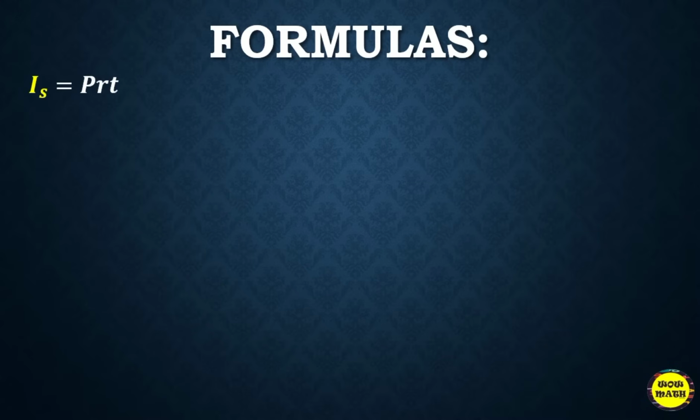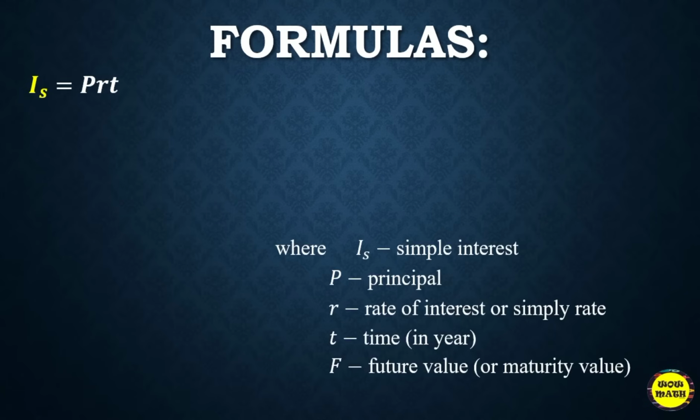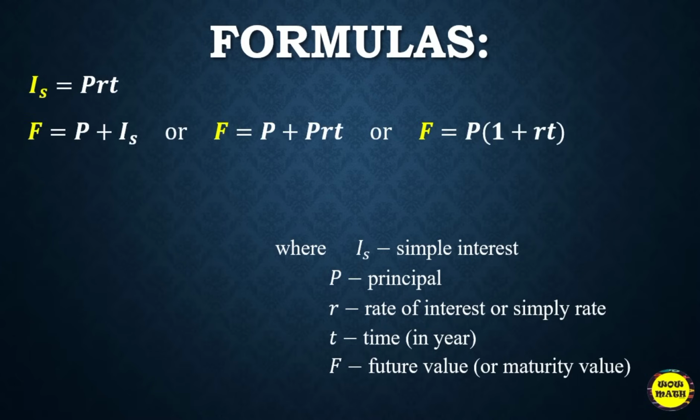Okay, so here's the formula na gagamitin natin. Kapag kukunin natin yung interest, we are using this formula where I is the simple interest, P is the principal amount, R is the rate of interest or simply rate, and T is the time in years. F is the future value or the maturity value. Kapag hanapin natin yung future value, we are using this formula.